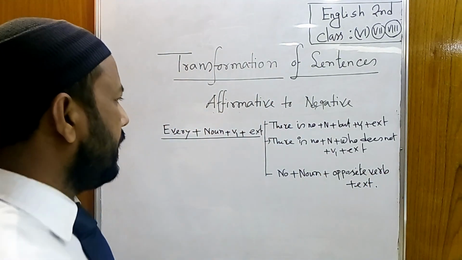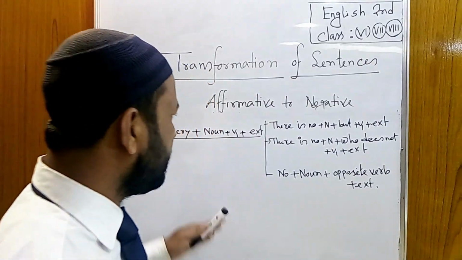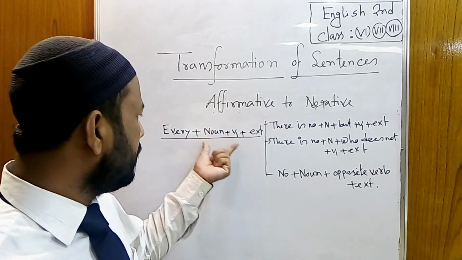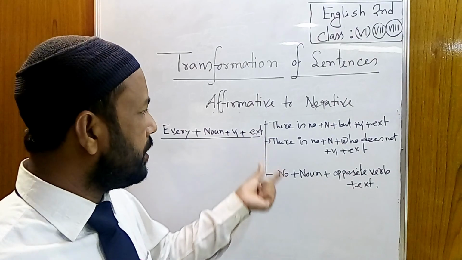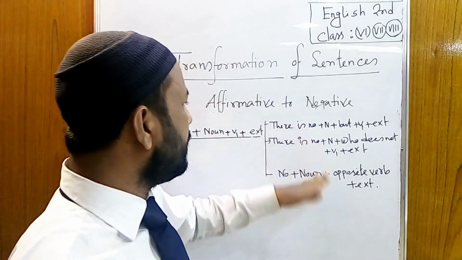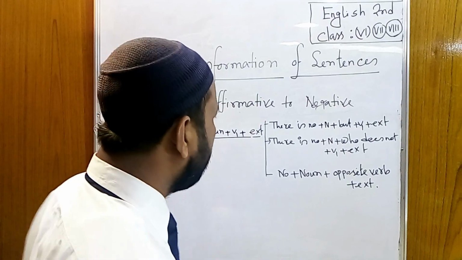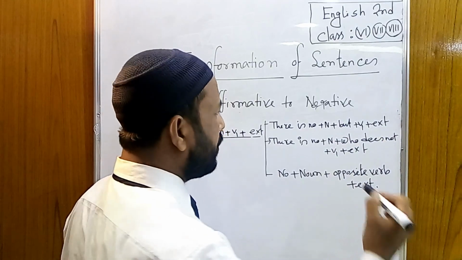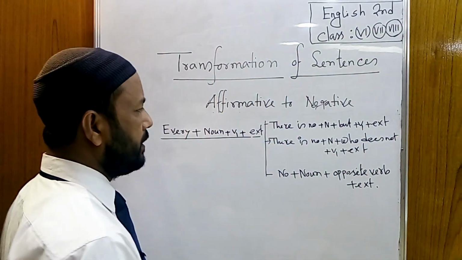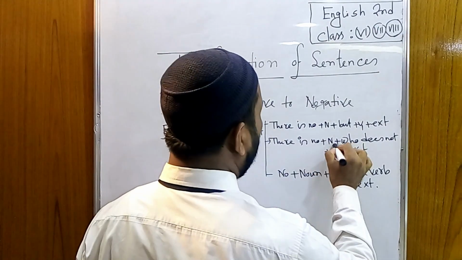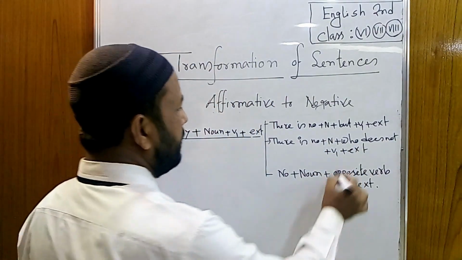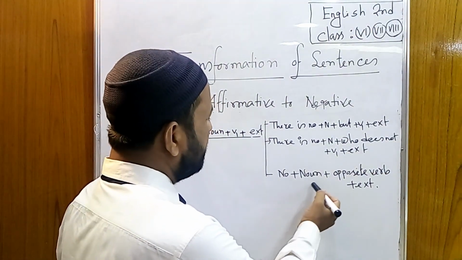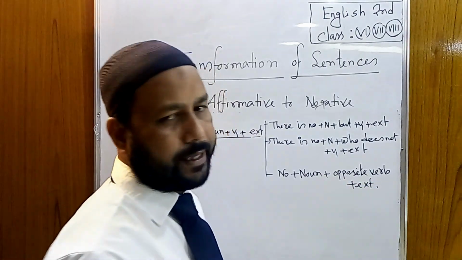Okay, my dear students, I have written down three rules. Let me clarify the rules. If you see any sentence that starts with every, then noun, base form of verb, then extension, you can easily convert it into negative in these three ways. The first way is there is no, then noun, then who does not, v1 means base form of verb, then extension. Similarly, there is no, then noun, who doesn't, base form of verb, then extension. And the last one, no plus noun, then opposite verb, then extension.